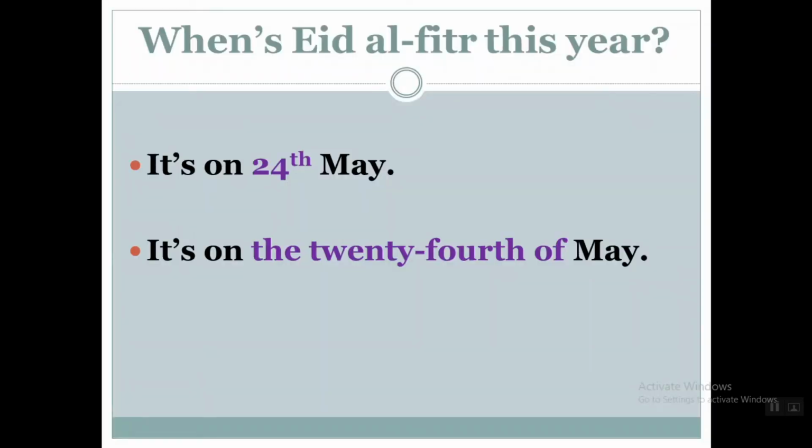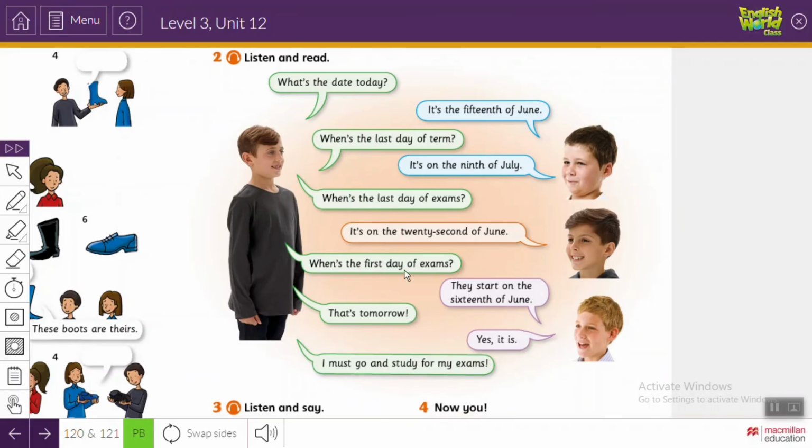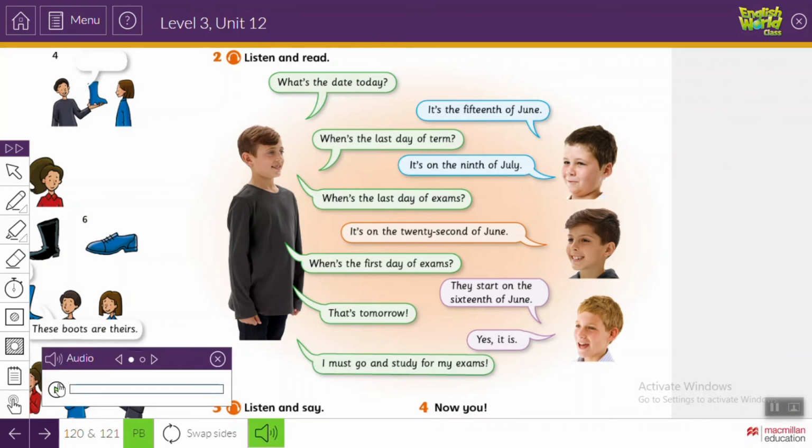Okay, now let's go back to our pupil's books. Okay, now let's listen and read the conversation. So I want you to listen and read in your books. Let's go. Pupil's Book, Unit 12, page 121, Activity 2. Listen and read.